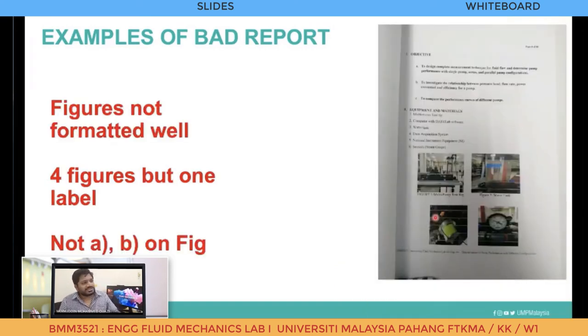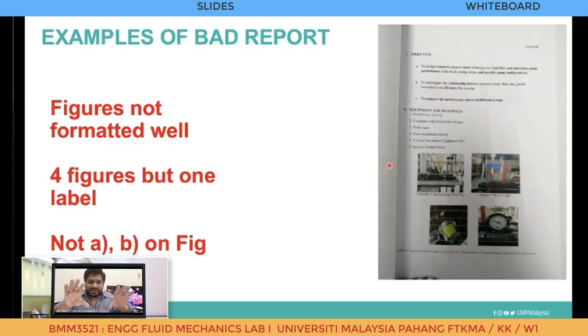Yeah, this is the last problem. So you can see that first the figures are not formatted correctly. The first two are very large and the bottom two are very small. That should not be the case. All the figures should be arranged properly. In PowerPoint or in Word, there is an align option. You select two figures and then choose align center line.